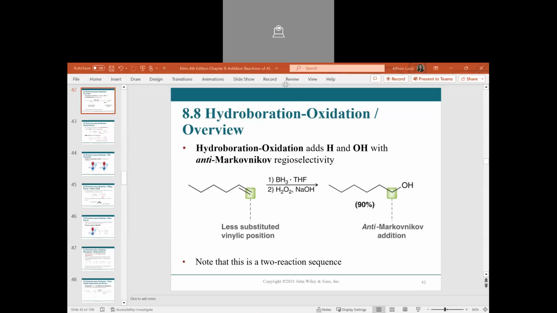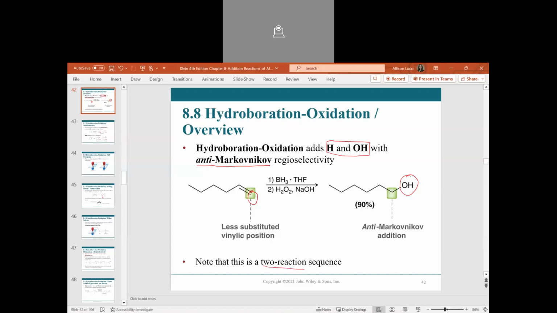So let's take a look at the next type of addition reaction listed in our text. In chapter 8.8, we have what's called hydroboration oxidation. Again, this is another type of hydration reaction. We're going to add H and OH across our double bond, but now we're going to do that with an anti-Markovnikov regioselectivity. What that means is that our OH group will be installed on the less substituted vinylic position.